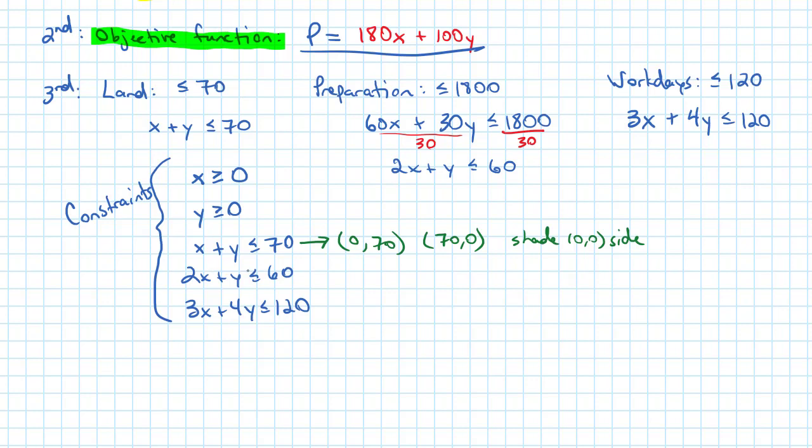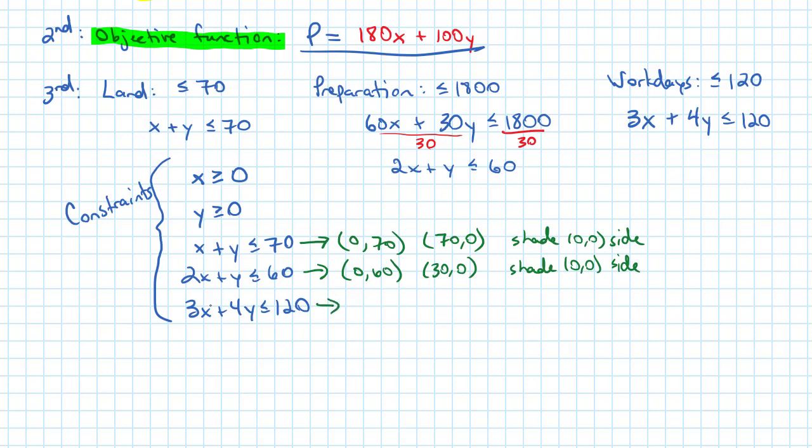Okay, then we've got 2x plus y is less than or equal to 60. So if we plug in 0 for x, y would be 60. If we plug in 0 for y, then 2 times x would equal 60, so x would be 30. If we plug in 0, 0, 0 plus 0 is less than or equal to 60, so we will shade the 0, 0 side, again, of this boundary line.